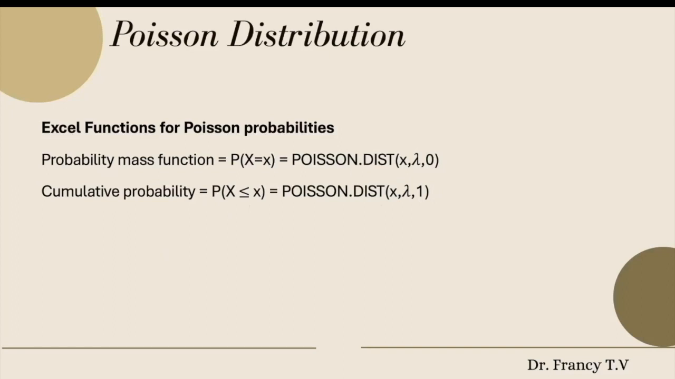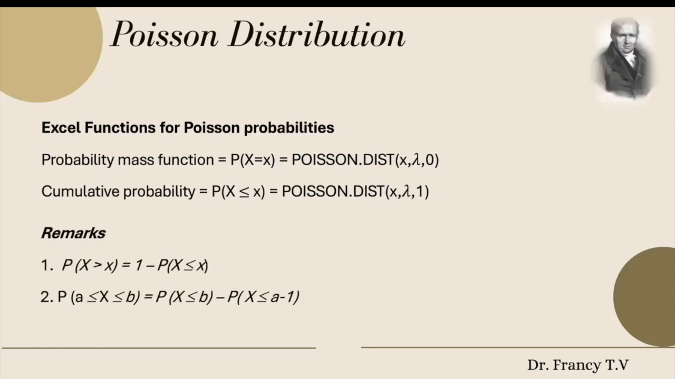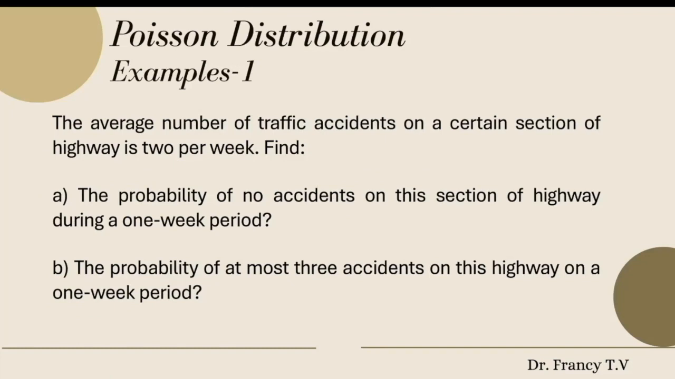Next, as in the case of binomial distribution, we have the following remarks. Probability of x greater than x can be calculated as 1 minus probability x less than or equal to x. Probability a less than or equal to x less than or equal to b can be calculated as probability x less than or equal to b minus probability x less than or equal to a minus 1. This means probability from a to b will be equal to probability up to b minus probability up to a minus 1. We will conclude this discussion after describing two examples.